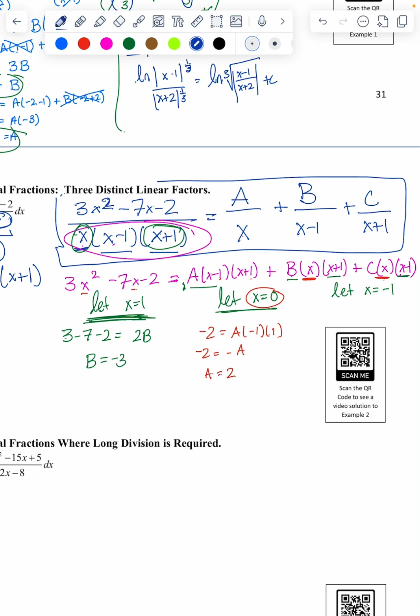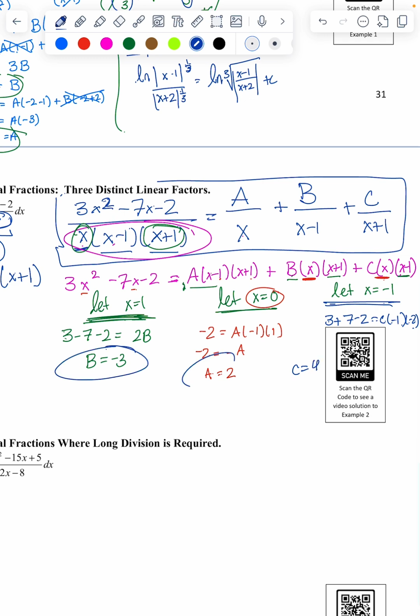And then the last step, when you let x equal negative 1, you end up with 3 plus 7 minus 2 equals c times negative 1 times negative 2. And so you have c equals 4.